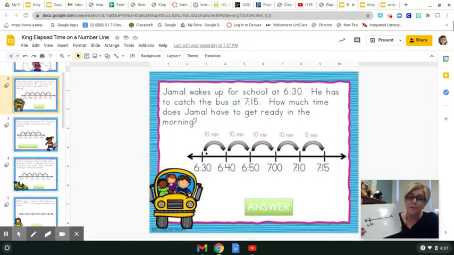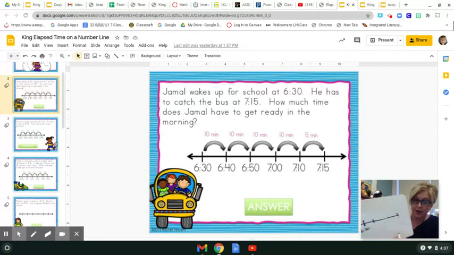Okay, so the best thing, since we've counted by 5s and 10s, we're going to use that skill to help us with elapsed time. Okay, we're going to start at 6:30, and I know if I add 10 minutes, that's going to be 10 minutes later. I would say that's 6:40. So you can see that they did what I call a hop. They drew a little arrow and they moved it the direction to the right to show that time jump.